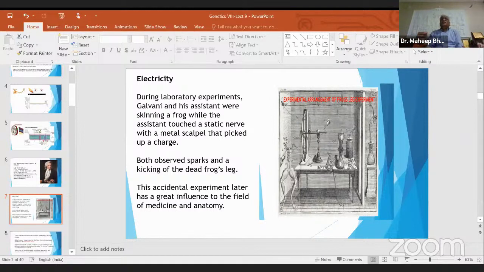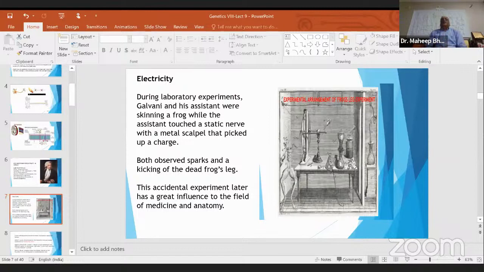Surprisingly, when he touched the frog leg with the help of forceps, which were metal, the frog leg muscles started twitching. They started moving, meaning the legs started moving. The frog was dead, but the legs started moving. So he was surprised why it had happened. Then he realized that the metal which came in contact with the cell line might have developed some kind of voltage or electricity. And because of that electricity, the frog muscle started showing the movement.